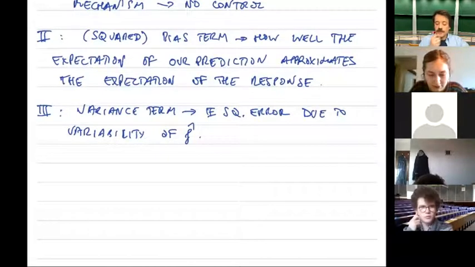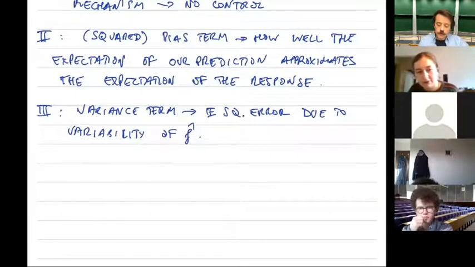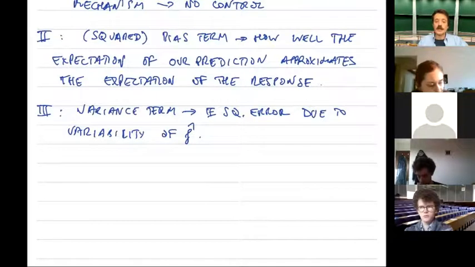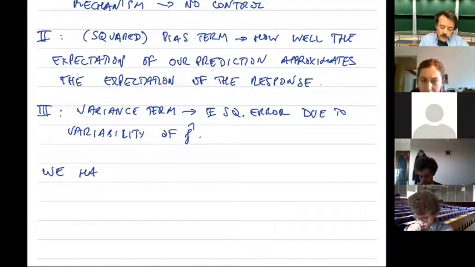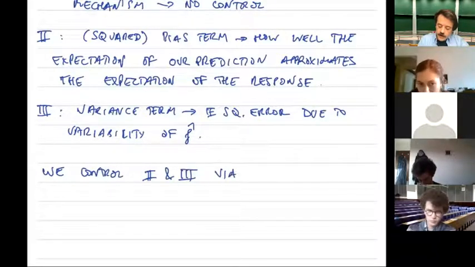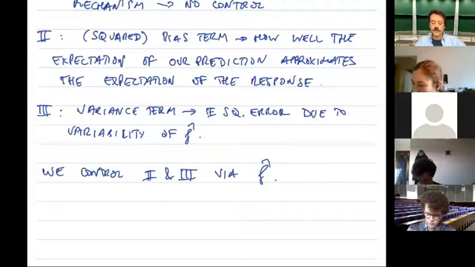So in some sense, the second term is the error that we make if we remove the variability of f hat induced by the data dependence: how good is this approximation in general? And then we also have to add the variability of the estimator coming from the data. But what is clear is that we control the second and the third terms via the estimator that we choose, right?